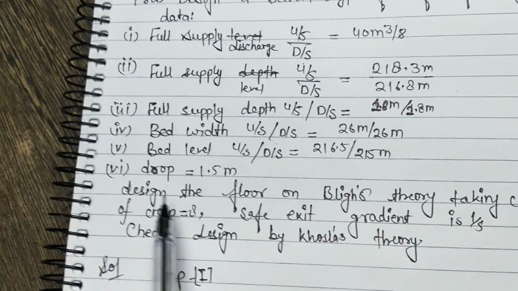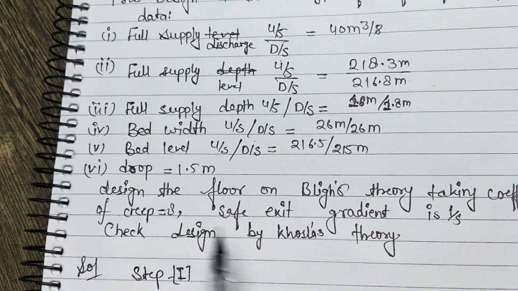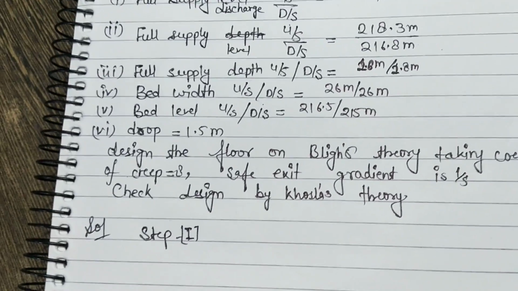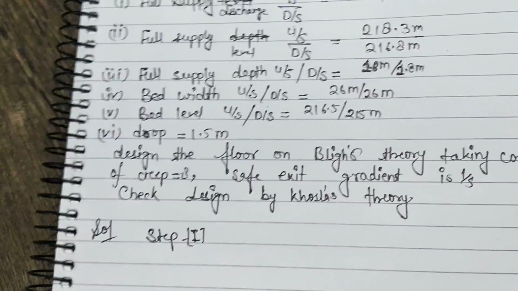The question is: design the floor on Blight's theory, taking coefficient of creep equal to 8 and safe exit gradient 1 by 5. Then check the design by Khosla theory. Okay, now we will start the design.